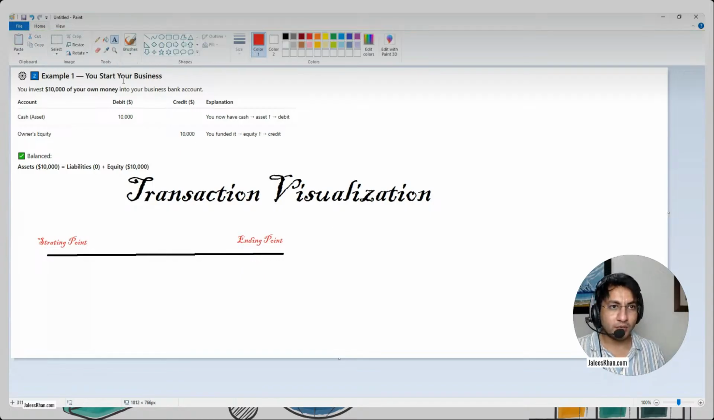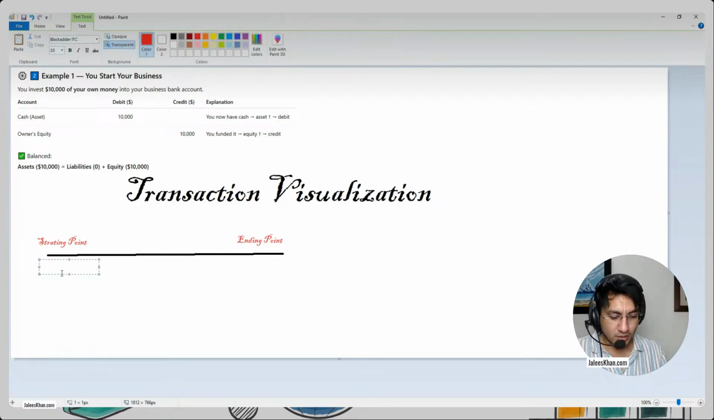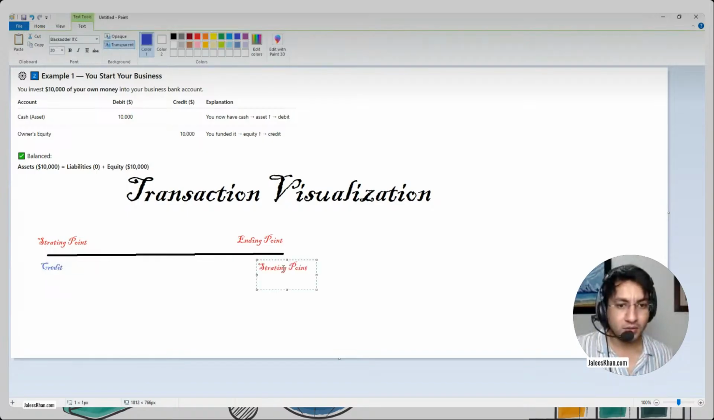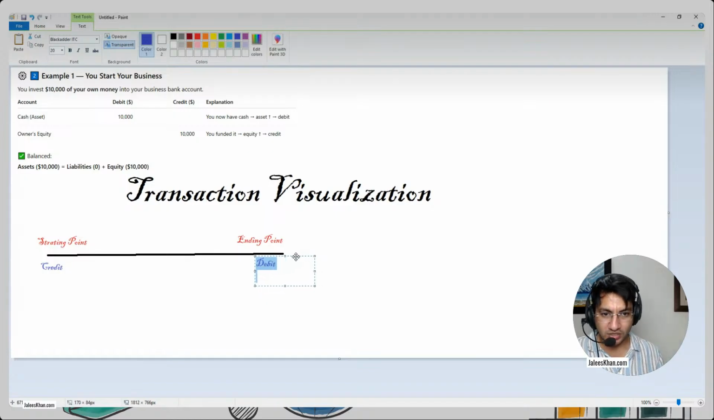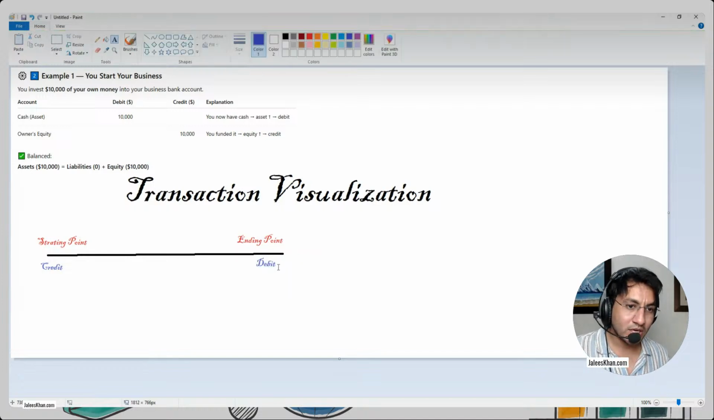The starting point of the transaction is going to be the credit. It is going to be shown by credit, and let me color it. Okay, and debit is the ending point. So debit shows the ending point of the transaction.